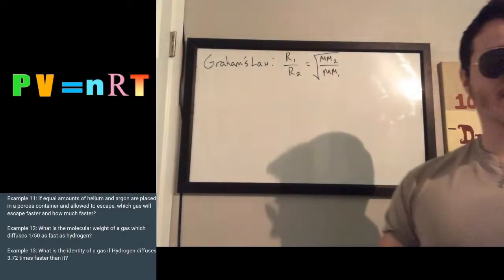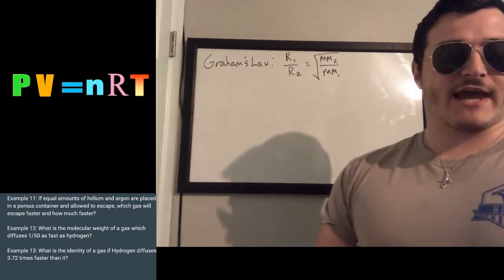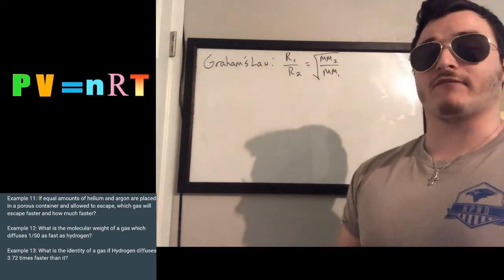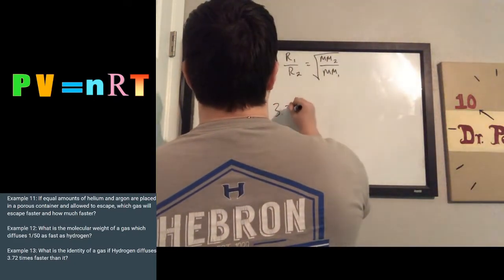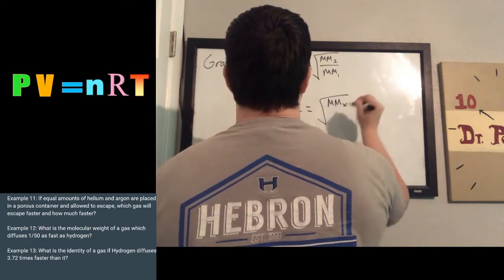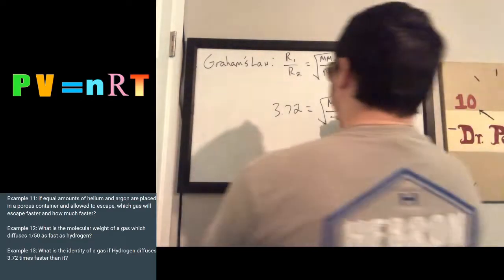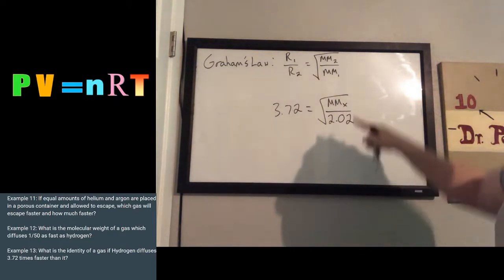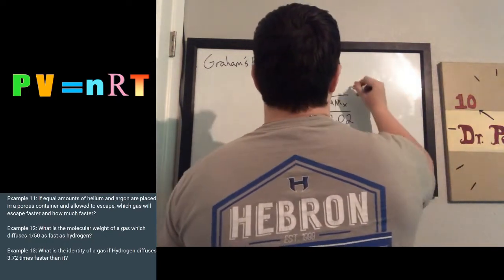Our final Graham's law example is asking us to identify a mystery gas. What is the identity of a gas if hydrogen diffuses 3.72 times faster than it? Hydrogen is faster than whatever gas we are concerned with here, which means the left side of our equation is simply 3.72. And that is going to be equal to the square root of the molar mass of mystery gas X over the molar mass of hydrogen, which we just utilized, is 2.02, because it's not just H, it's H2, it's a diatomic element. Well, we're going to solve for X, and then we're going to see where we're going to go from there. Square both sides.